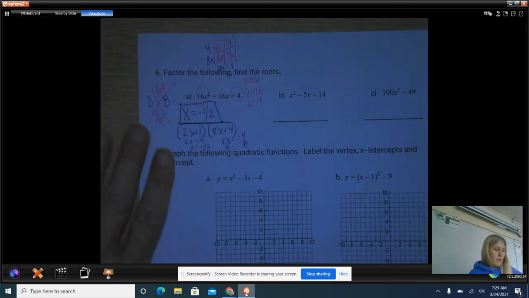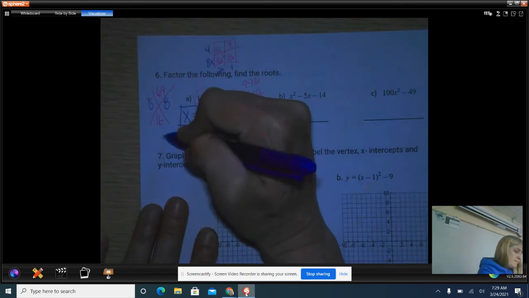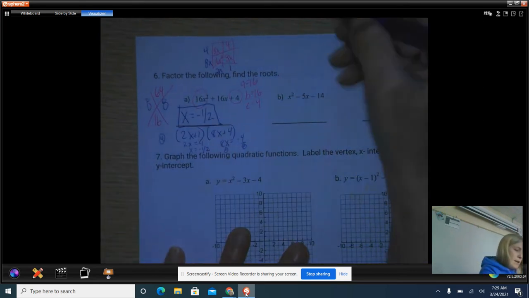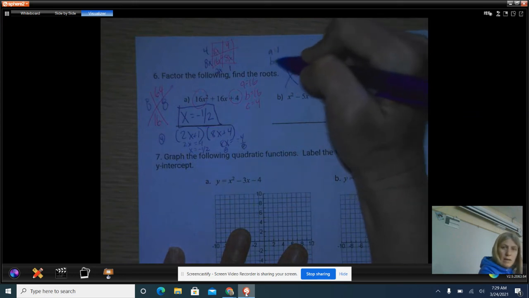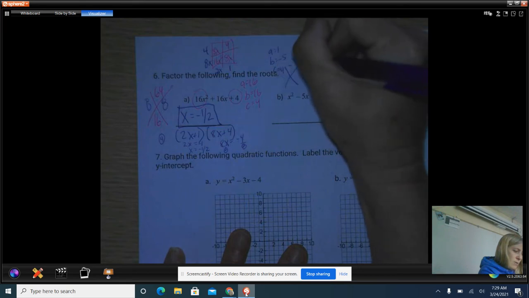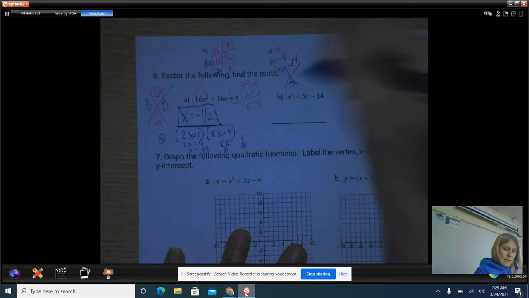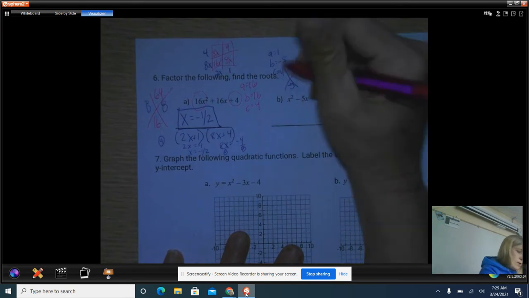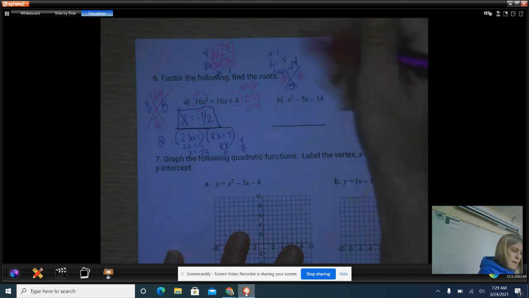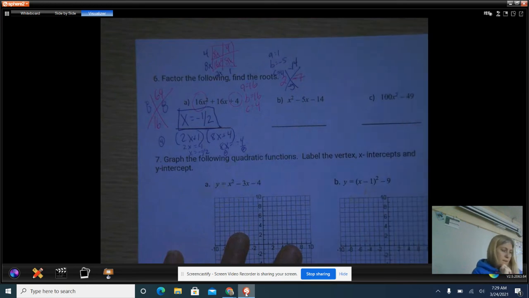So this one is worth 4 points. Okay, our next one here. Once again, we have an A of 1, a B of -5, and a C of -14. That gives us a -14 up top and a -5 down below. 2 times 7 is going to multiply to 14 to a -7.